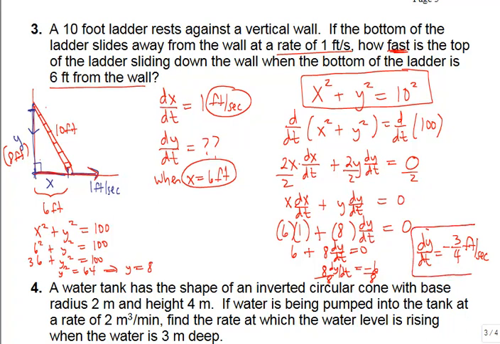And then the last question I have is, why is it negative? Well, that should make sense, because as this distance grows, as I move the ladder off to the right, this top goes down, so my distance y shrinks. And that's why we're getting a negative rate of change, because that distance is getting smaller. So it makes sense that we got a negative. Okay?